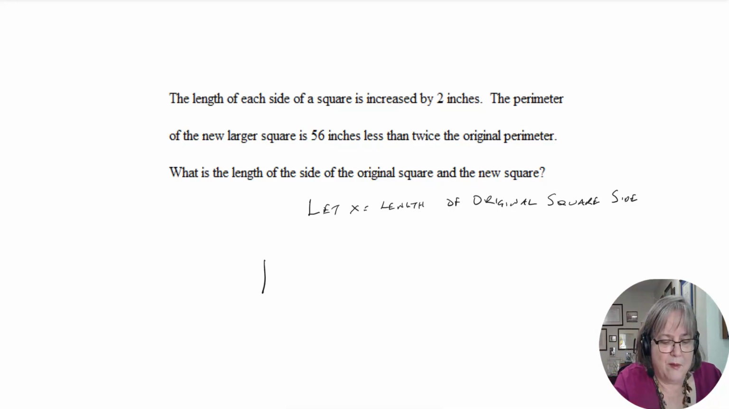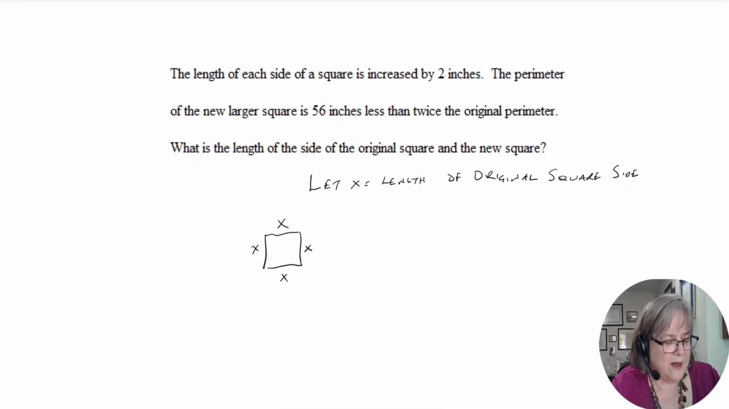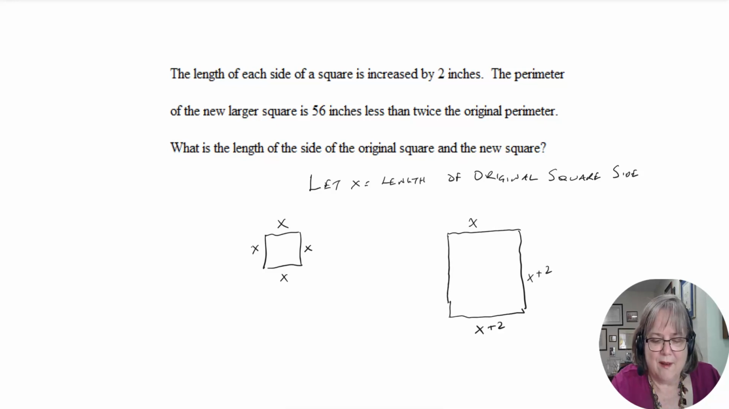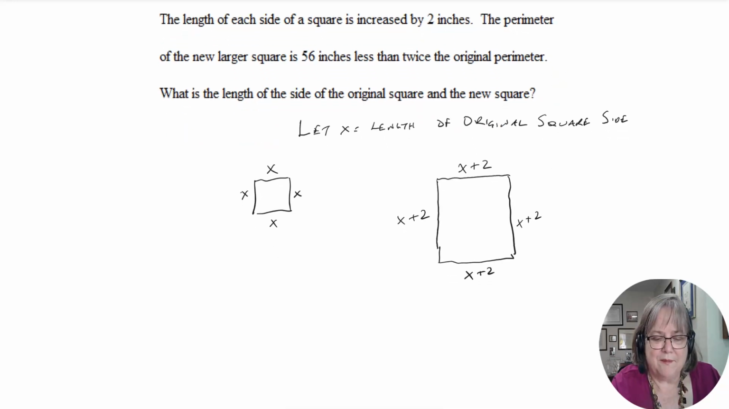So the idea about a square is that all the sides are the same length. So on my original square, each side is x. And you may have called it s. It doesn't matter if you call it x or s. So that's my original square. All right. Then it says each side is increased by 2. Not quite a square, but you kind of get my drift. It looks more like a rectangle. But there's my new square.